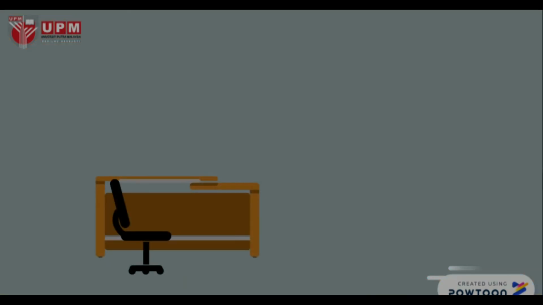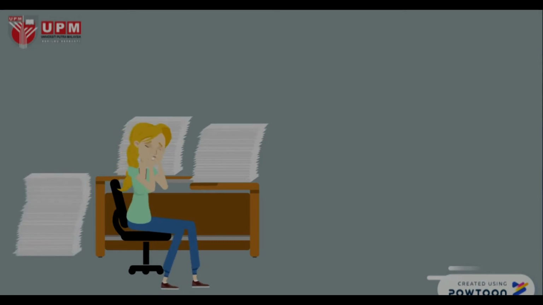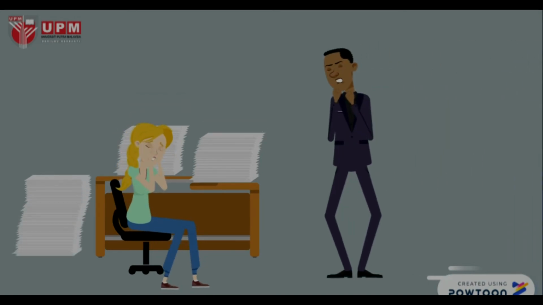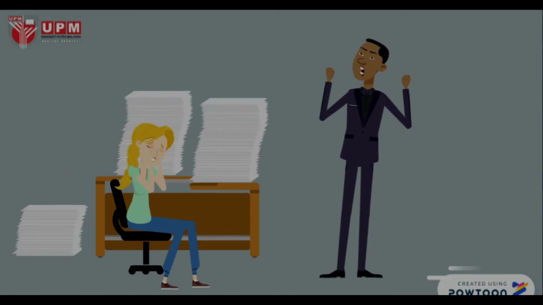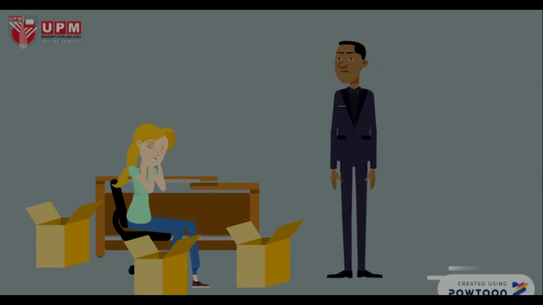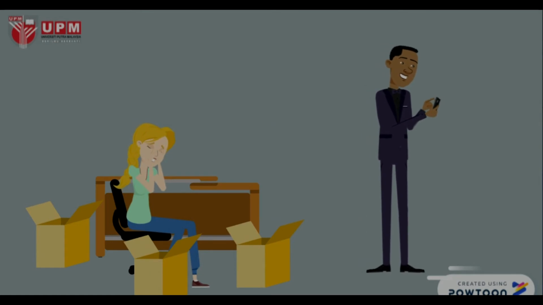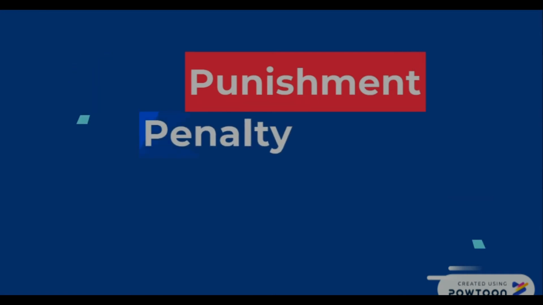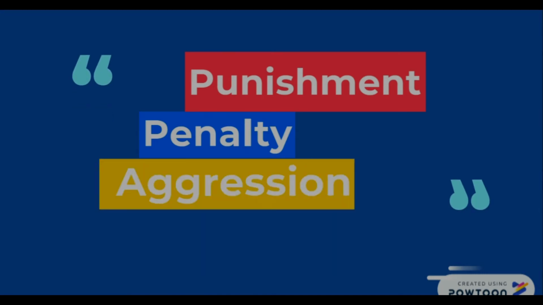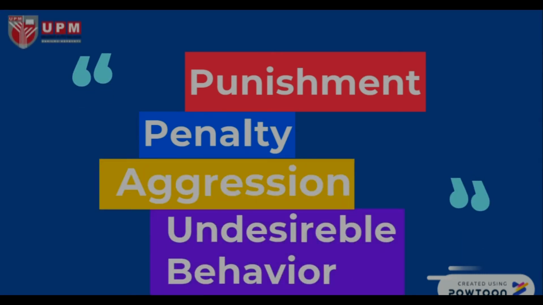On the opposite side, negative reinforcement is where a person will receive a punishment that may or may not develop his or her behavior. Such as in the example, the lady is being fired by her boss from the company due to tons of unfinished work. Punishment is a penalty for people who do wrong, but however, it might lead to aggression and undesirable behavior.